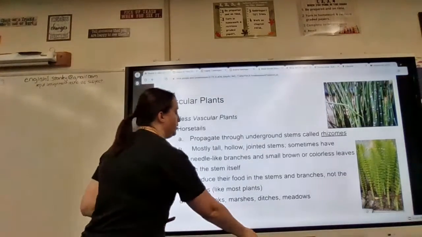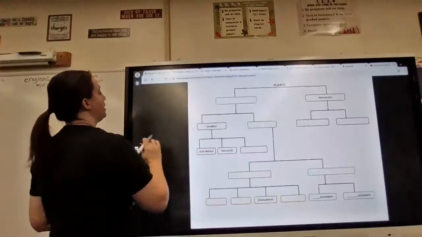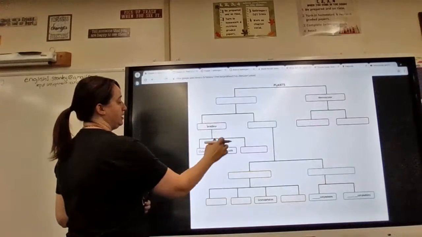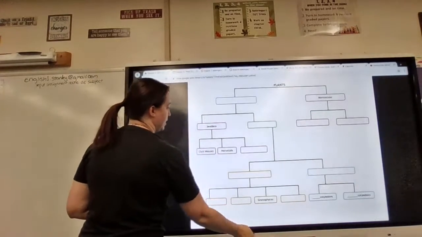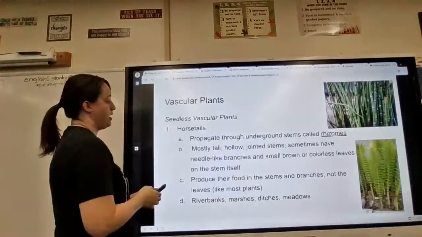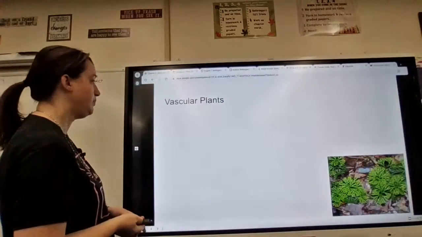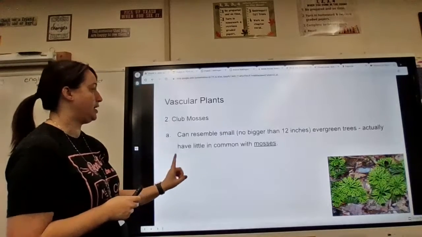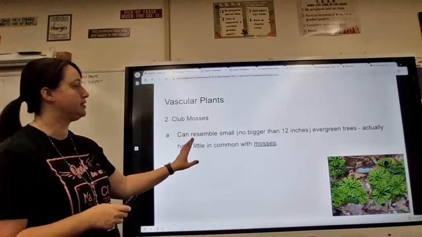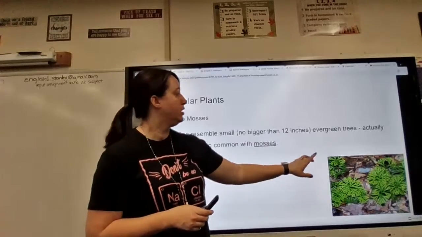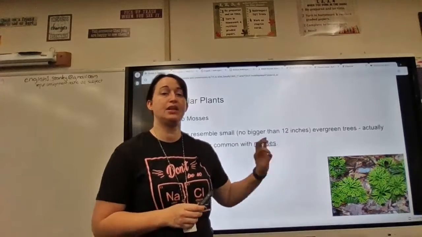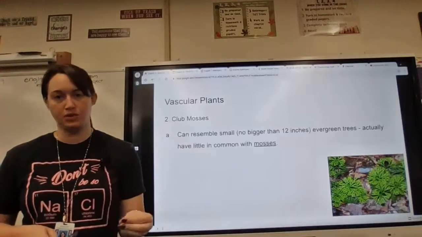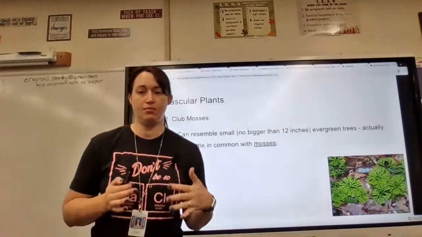So if we flip over to our chart again, you should have all those three filled in. Notice seedless is already filled in with horsetails. So let's talk about our next one, and that is a club moss. Now, pay attention to this. Even though they look like moss, they are not the same plant. I know the name makes it confusing, but they are not the same plant.